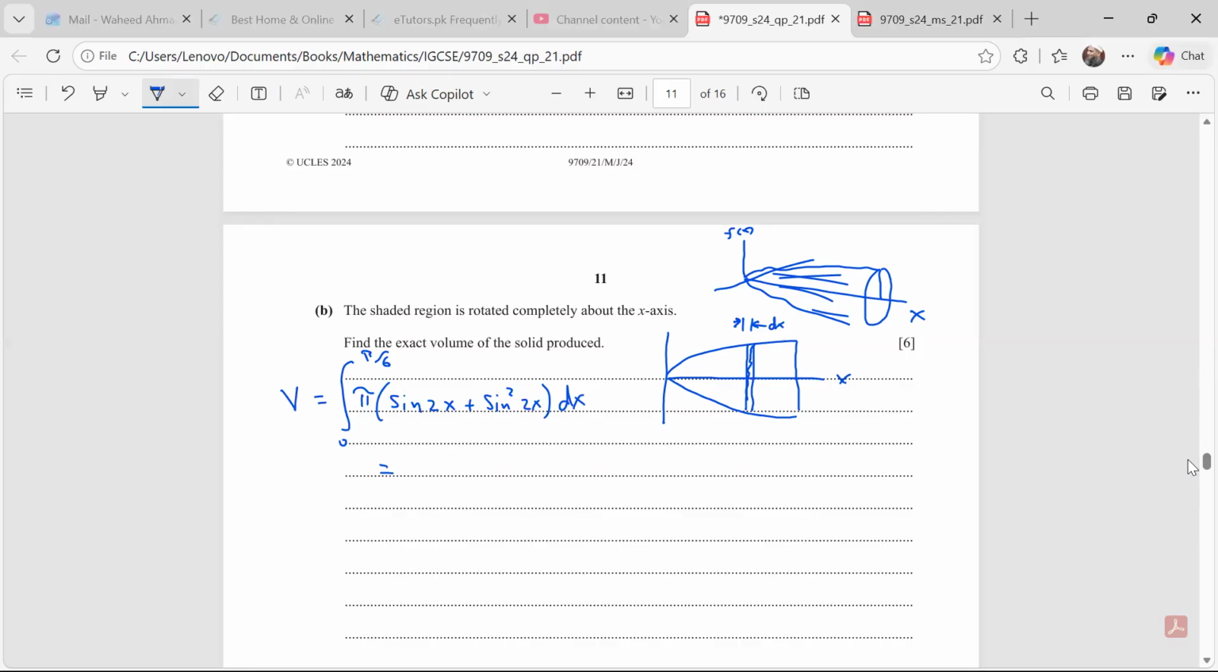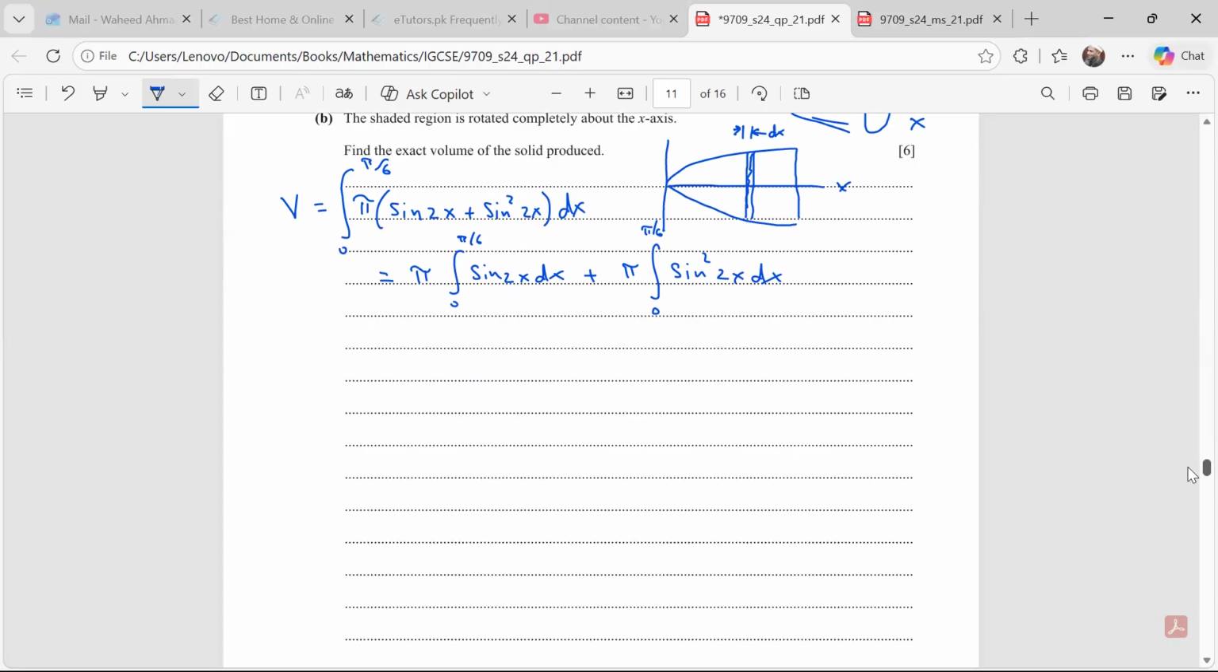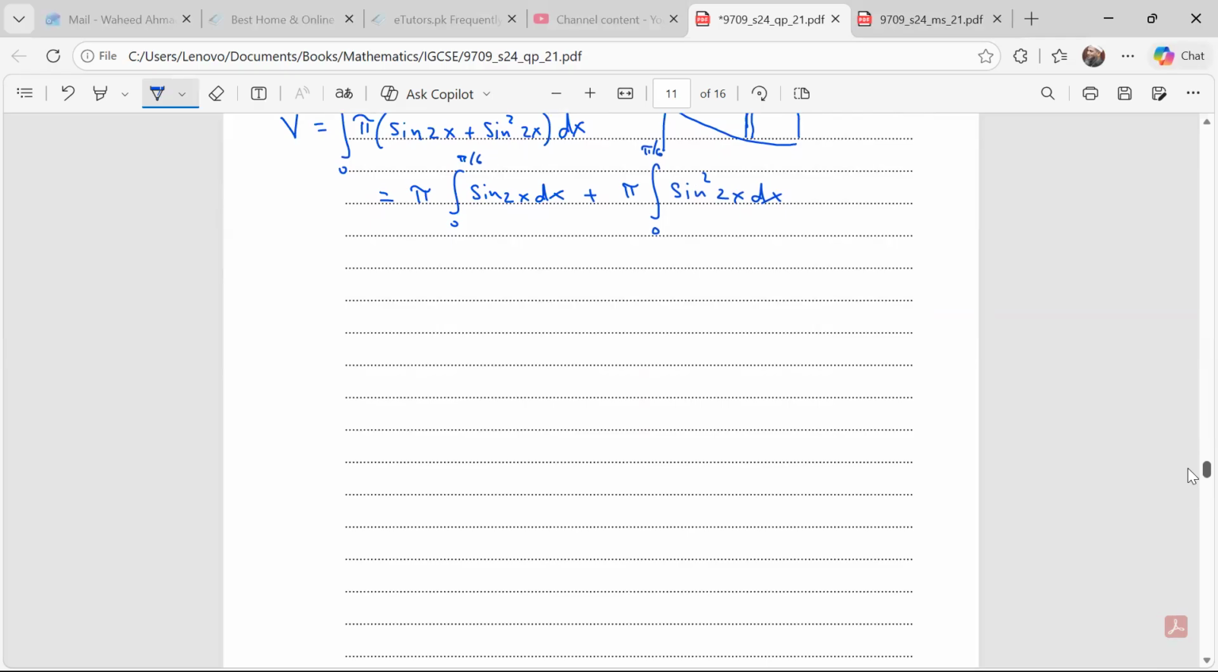You can see this is pi times the integral of sine 2x dx from 0 to pi by 6, and plus again pi times the integral of sine squared 2x dx from 0 to pi by 6. Okay, so we need to evaluate these integrals. Let's do them one by one.